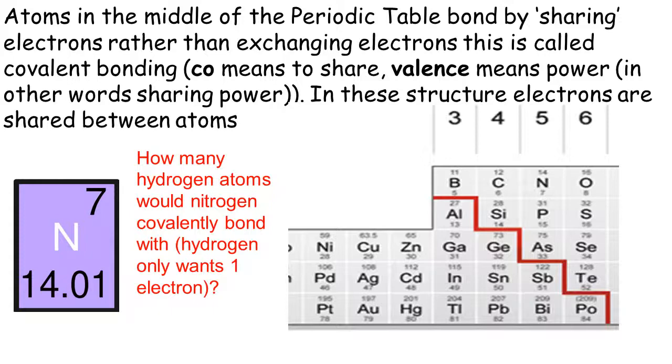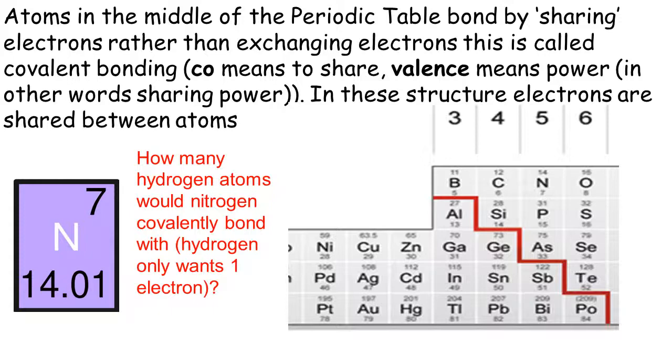Let's ask a question. How many hydrogen atoms would nitrogen bond with? Hydrogen only wants 1 electron, remember? Now, how many electrons does nitrogen want? What group is it in? 5. It's in group 5, so how many electrons does it want? It wants 3 more to make it up to 8. Okay? So, hydrogen only wants 1, nitrogen wants 3, so how many will it bond with?